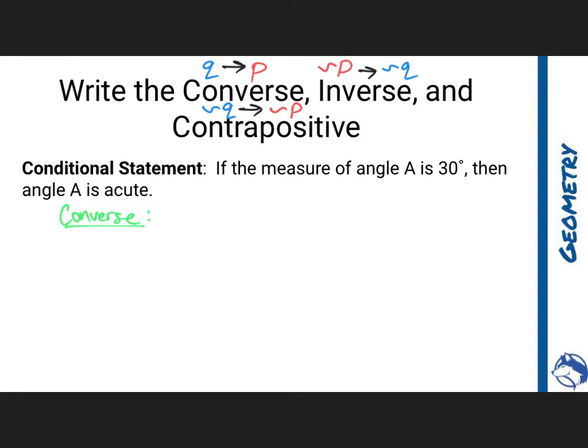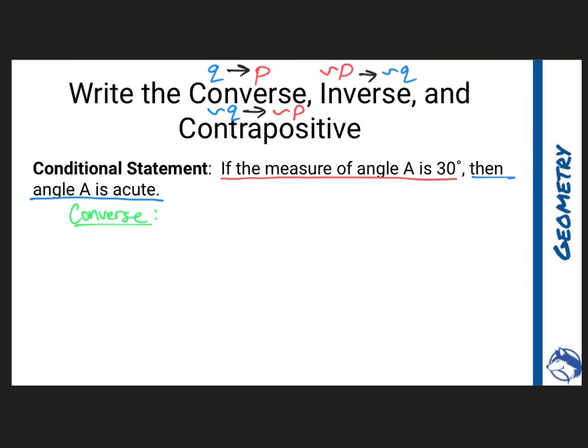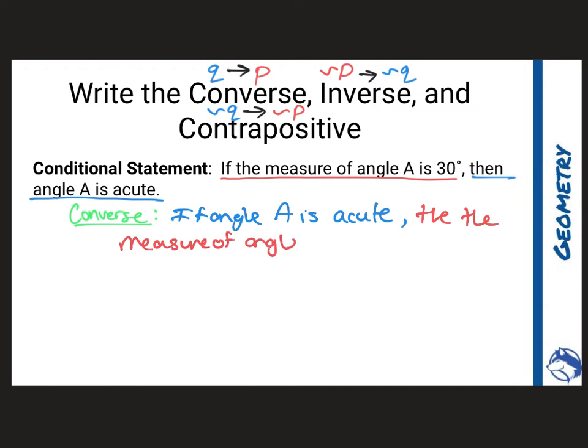What I like to do with my conditional statement first is underline what would have been the P. So this is my original hypothesis and what's associated with the if. So if the measure of angle A is 30 degrees, then I'm going to underline my Q. So for my converse, it's Q first. So I'm going to go ahead and write this. So if angle A is acute, then the measure of angle A is 30 degrees.